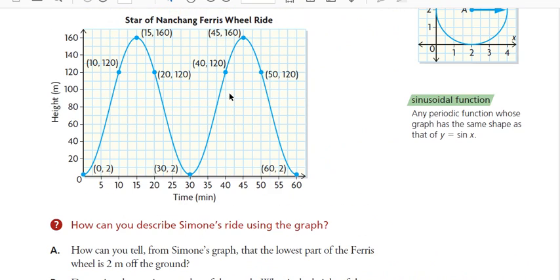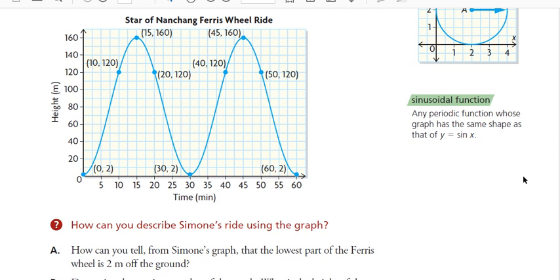So let's talk about this one. This is the graph for height. It would be height of the Ferris wheel versus time. So in a graph like this, we're going to get a whole bunch of information just from this graph about the Ferris wheel. For example, let's take a look. How can you tell from Simone's graph, so Simone made this graph, that the lowest part of the Ferris wheel is 2 meters off the ground? Okay, so the Ferris wheel comes down and the lowest part of it is 2 meters above the ground. How can you tell from this graph?